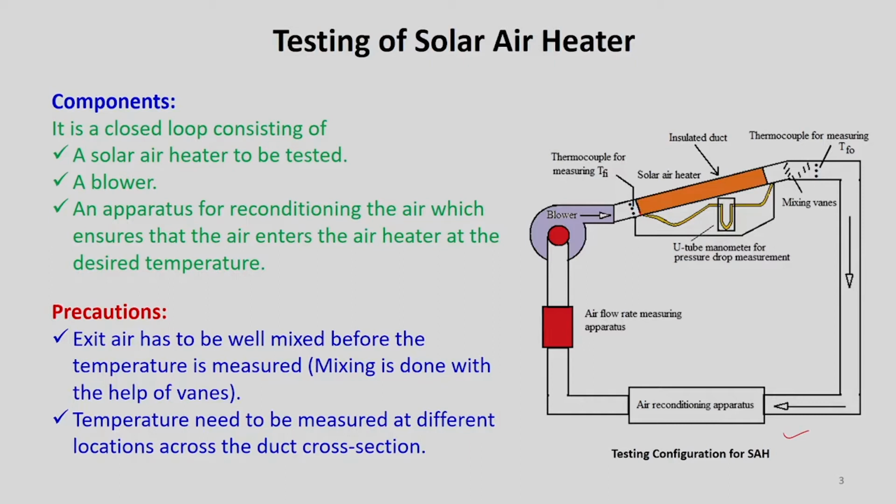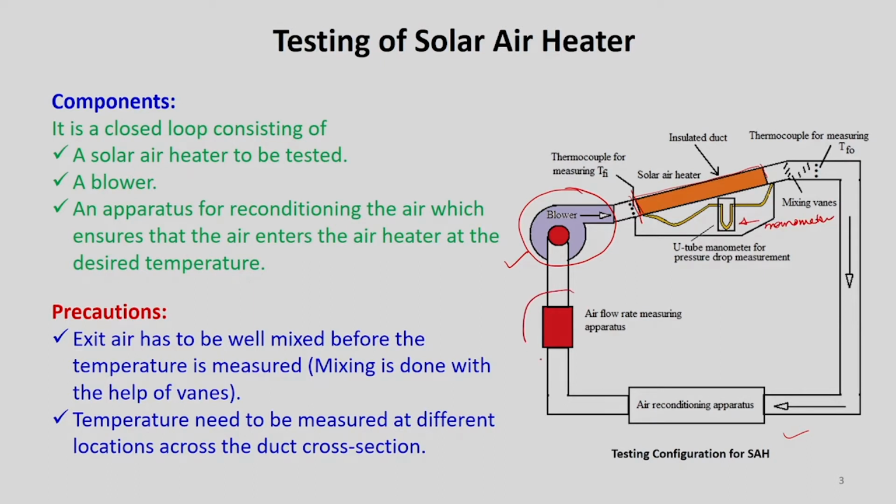It is a closed loop consisting of a solar air heater. This is the solar air heater. One blower is required to blow air. This is the blower. Of course, we need measurement instruments. So, this is a manometer.